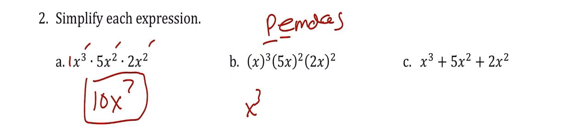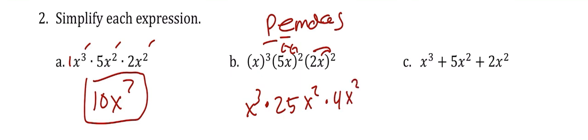Same thing with 5x in parentheses and then the squared. We're going to take that 2 and we're going to give it to the x and to the 5. So what's 5 squared? Well, 25. What's x squared? We're just going to say x squared. And then let's do the same thing with that 2x in parentheses squared. We're going to take that 2, give it to the 2, give it to the x. 2 squared is 4. X squared, we're just going to write as x squared.